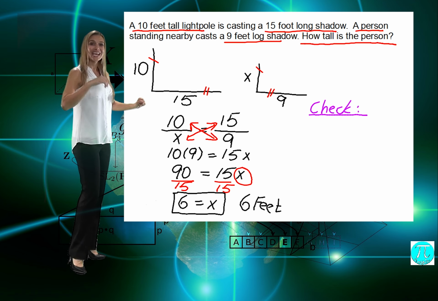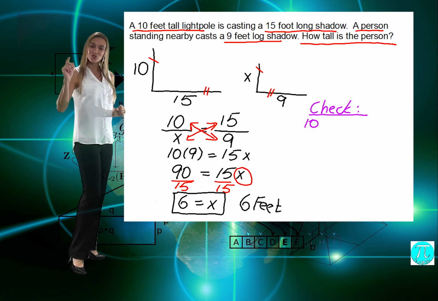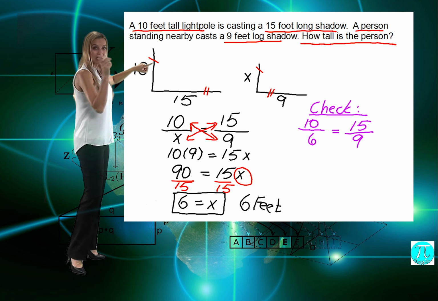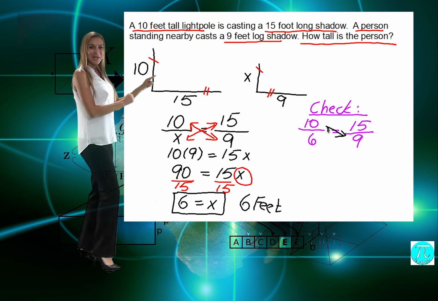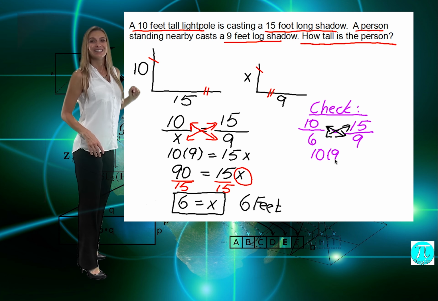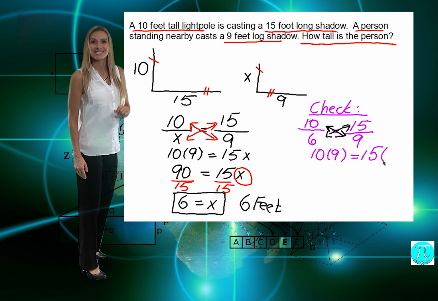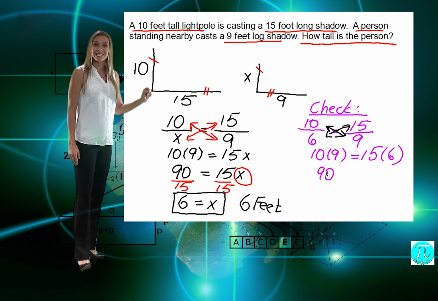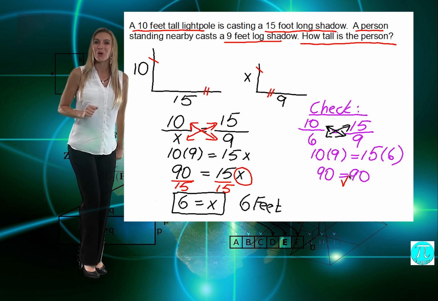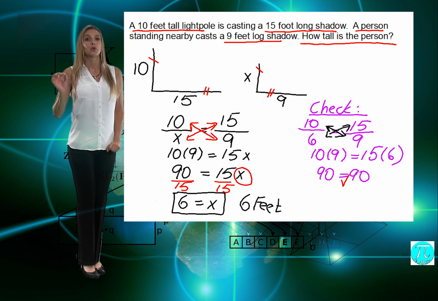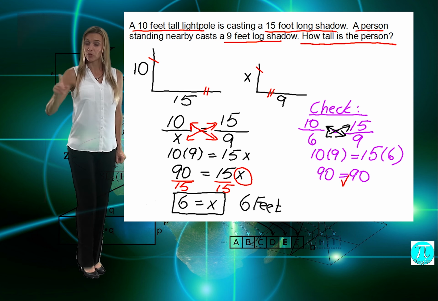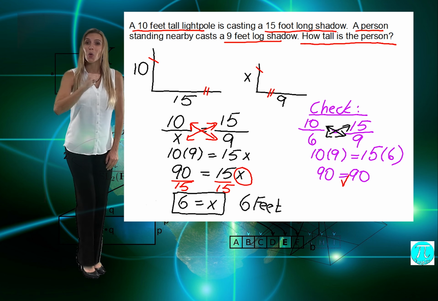We're going to substitute in for x and see if both sides of the equal sign are actually equal to each other. So we go height to height, left to right. So 10 to x, and we say x is 6, should equal base, 15 to 9. Let's cross multiply. 10 times 9 should equal 15 times 6. 10 times 9 is 90, and 15 times 6 is also 90. So our answer checks and we are correct. Please remember, guys, proportions will help you solve so many things. As long as you have similar shapes, similar figures, and you're missing one unknown, you can always find the measurement.